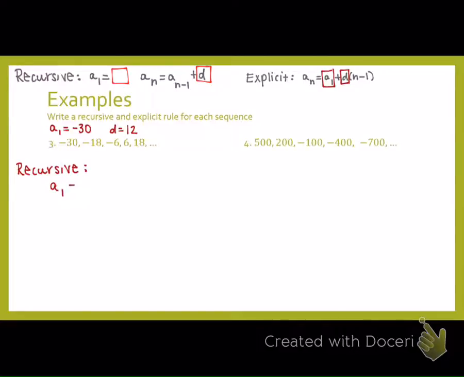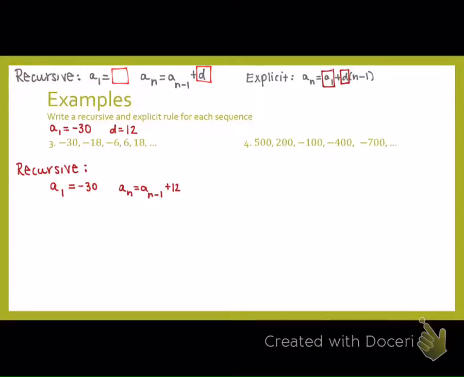So a sub 1 equals what? We're using our recursive formula. A sub 1 equals? So negative 30 goes there. Then we have the equation part of it. We do not replace a sub n or a sub n minus 1. They do not have boxes around them, so we keep it like that. What is my common difference? 12, so we just put plus 12. So look at that and see what questions you have for me.